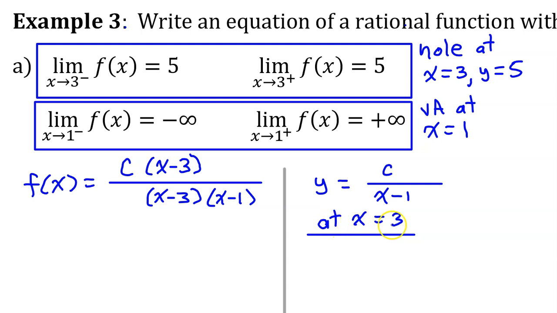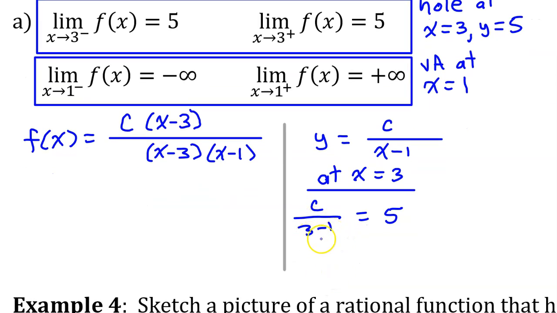We know that at x equals 3, the value of y is 5. So if we plug in 3 for x right here, y should be 5. In other words, and I'm going to switch this around, if I have c over 3 minus 1, that should equal 5. When x is 3, y is 5. But the only unknown in this equation is now c. So we can figure out what the value of c is very easily.